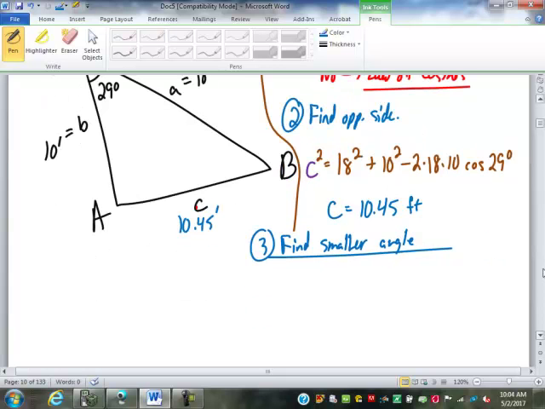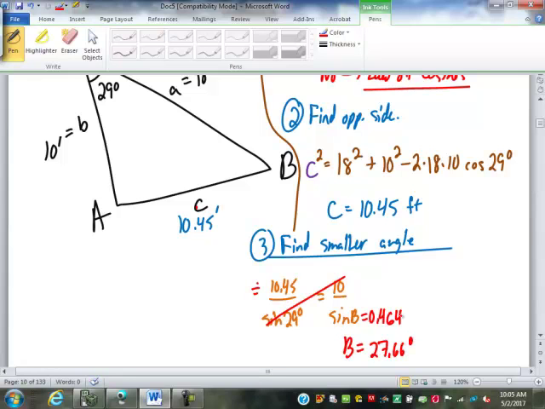So what do we find here for this one? How do we set it up? First of all, we had the 10.45 that we just found over sine of 29, equals 10 over sine of B. Cross multiplied, we divided, 0.464. Then we did the inverse sine to get that B is 27.66. Sound good to everybody? I like it.